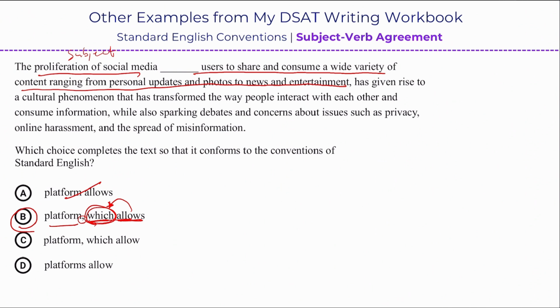Okay, so now I only have one main verb, right? Has given rise is my main verb. So I have my main subject, the proliferation of social media platform, and my main verb has given rise, right? And then now I have a grammatical sentence, right? So answer choice B here kind of fixes the sentence structure error that A creates, which is why B would be the correct answer for this question.